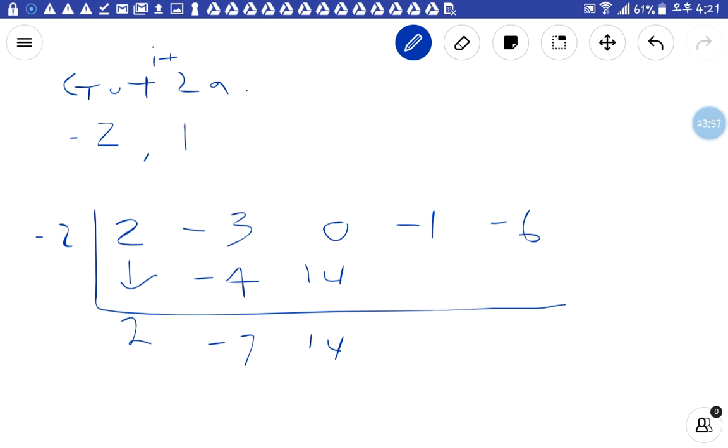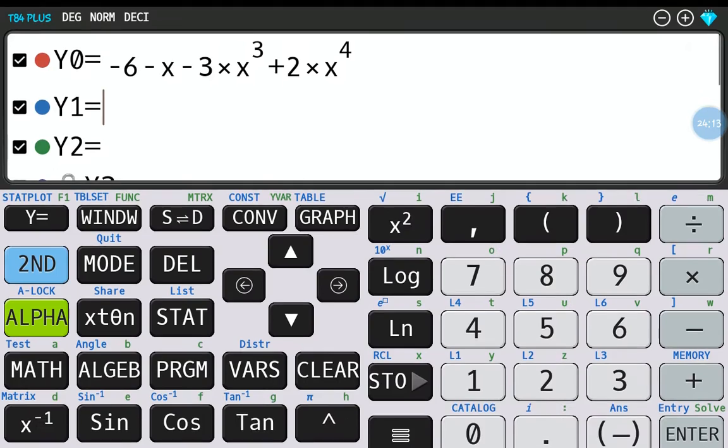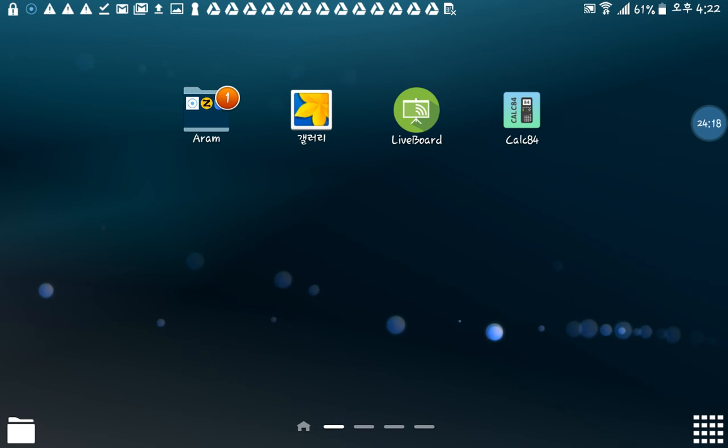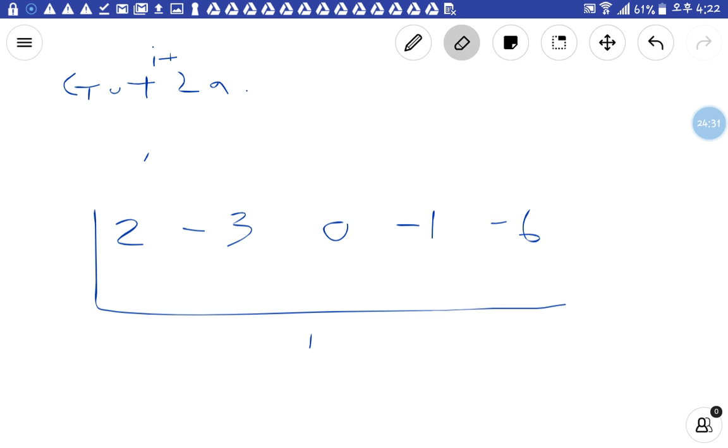Let me go back to the graph. 2x to the 4th power minus 3x cubed minus x minus 6. I graphed it. Oh, I'm sorry. -1 and 2. See? -1 and 2. Let me fix this. -1 and 2. Which means, how do I know it? Because when I do my synthetic division, it should give me 0, but it doesn't look like that. So -1 and 2.